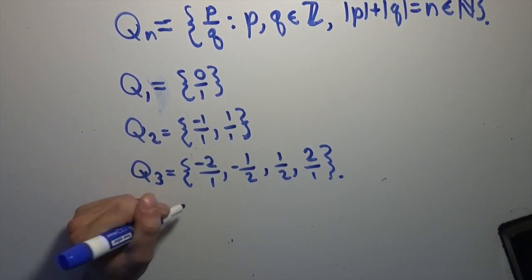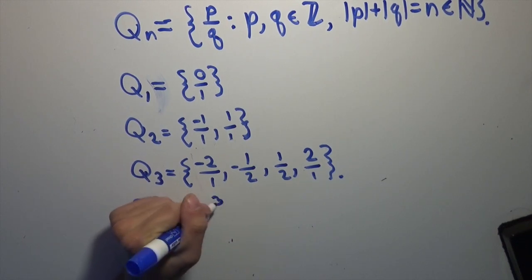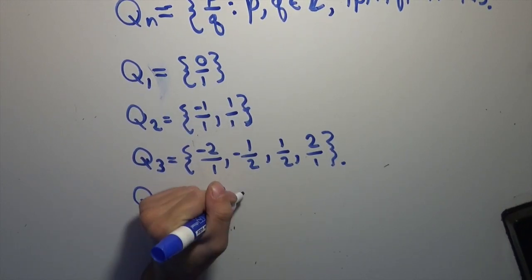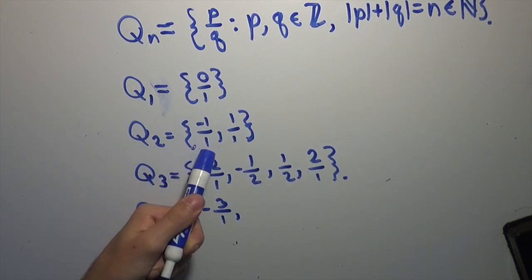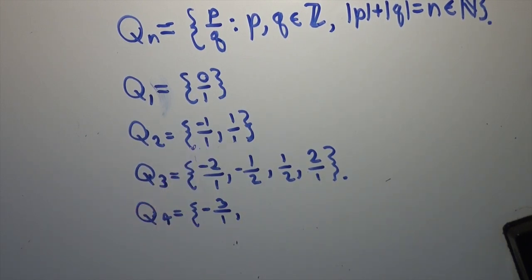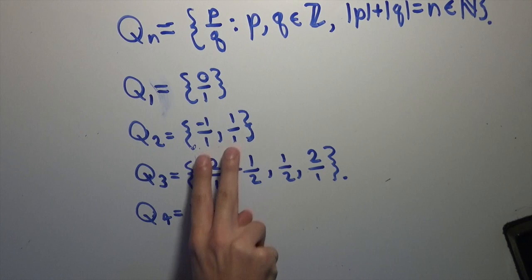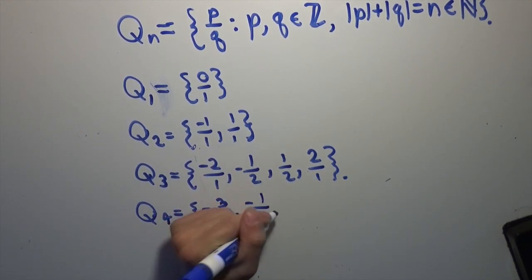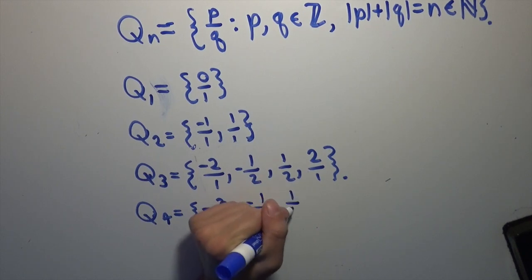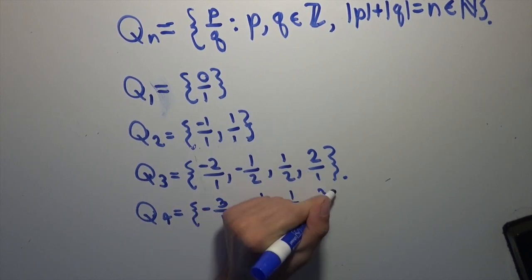Q4 is, of course, -3 over 1. We will not include -2 over 2 because we already have -1 over 1, right? We already know that -2 over 2 is equal to -1, so we won't be including it. So nothing to do with 2's divided by 2's because we have both of those fractions there. So we will just have these ones: -3 over 1, -1 over 3, 1/3, and 3 over 1.